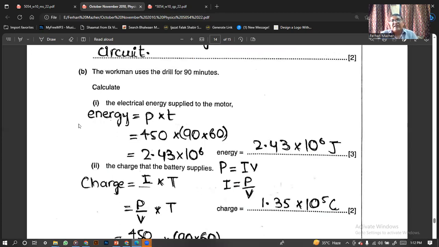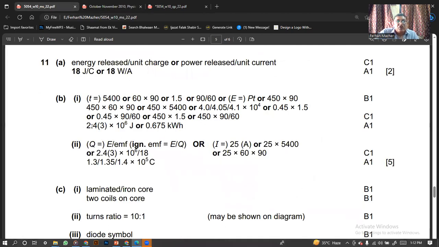So when you do this, you will get 2.43 × 10^6 joules. 2.43 × 10^6 joules is the right answer. If you work in kilowatts and want kilowatt hours, then this will be the answer.